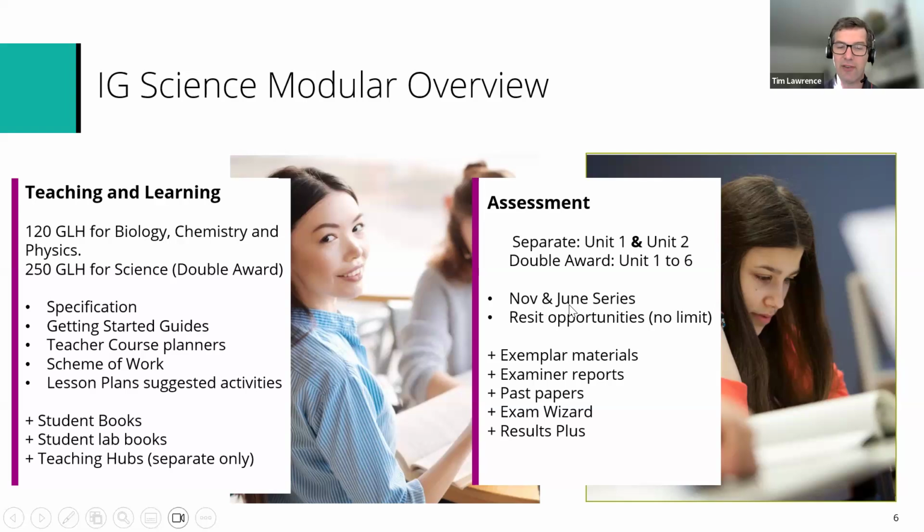As we've already said, November and June exam series every year, except for 2024, where we don't have a November series. So the first one is June 25. And there's no limit to how many times students can keep resitting. All of the units, they remain available and their marks remain kind of in the pot of their assessment for the lifetime of the qualification.